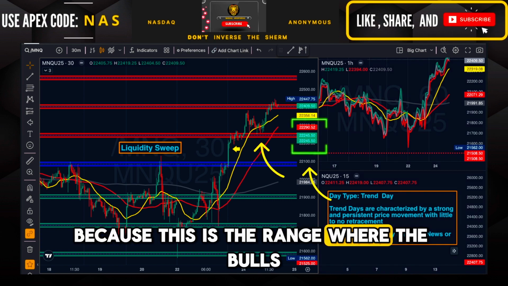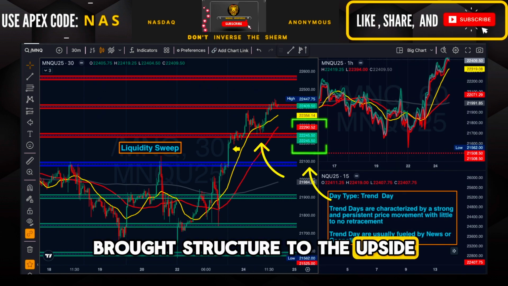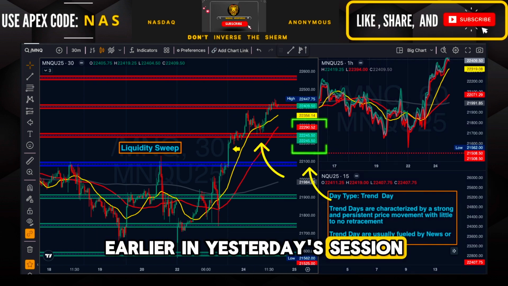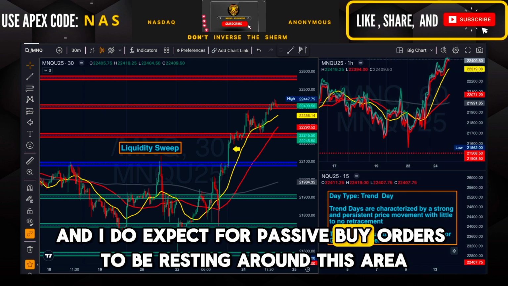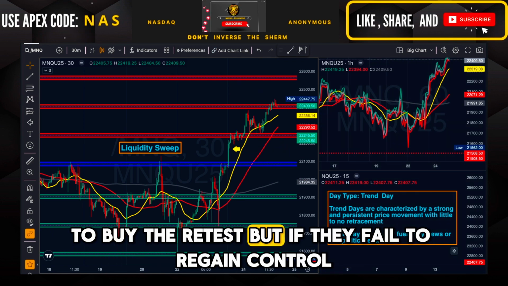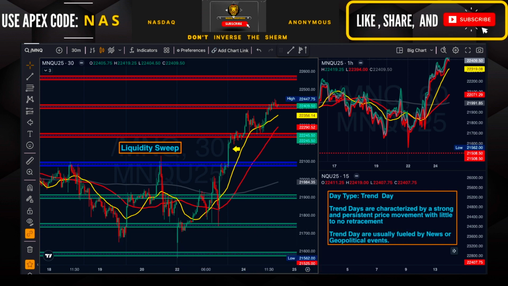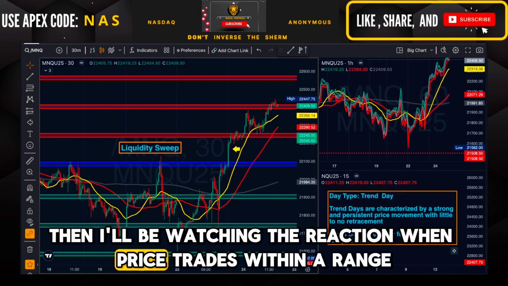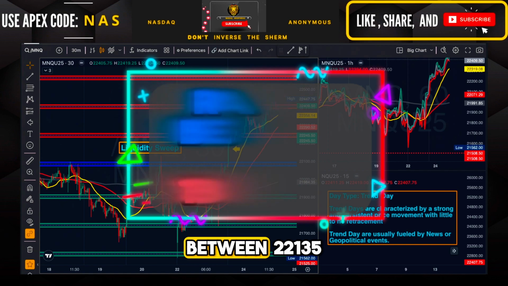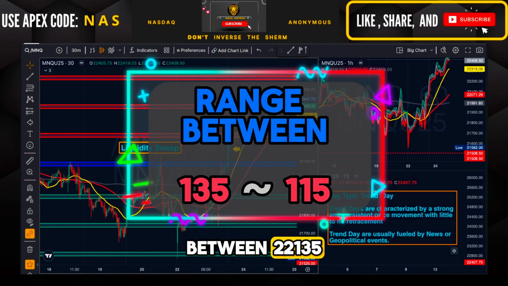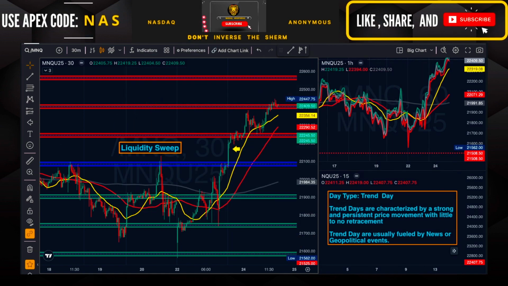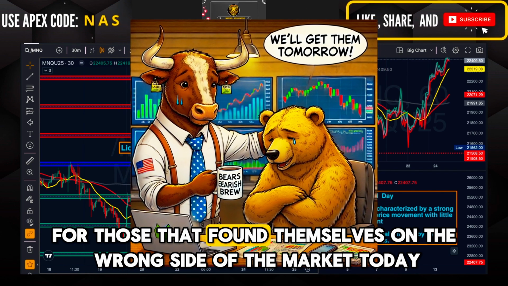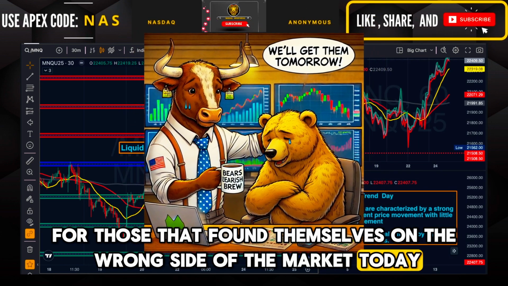Because this is the range where the bulls broke structure to the upside earlier in yesterday's session. And I do expect passive buy orders to be resting around this area to buy the retest. But if they fail to regain control, then I'll be watching the reaction when price trades within a range between 135 and 115.